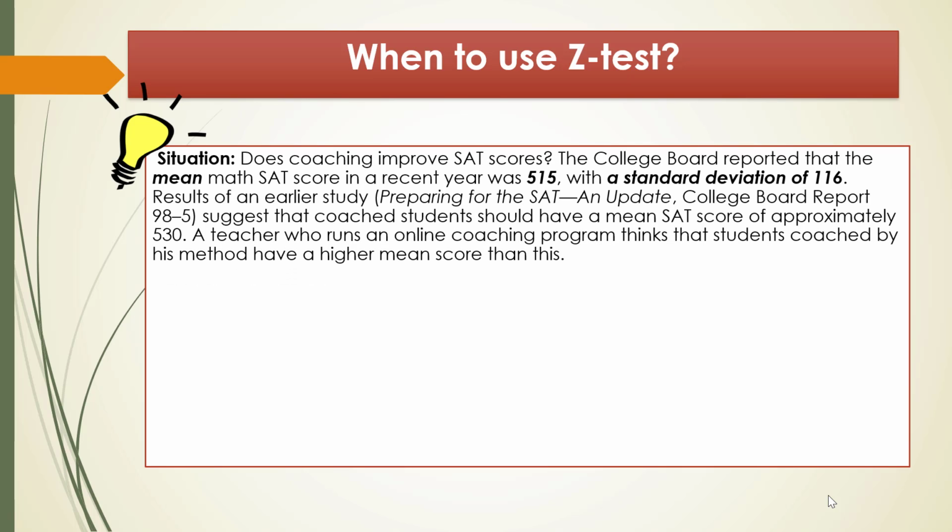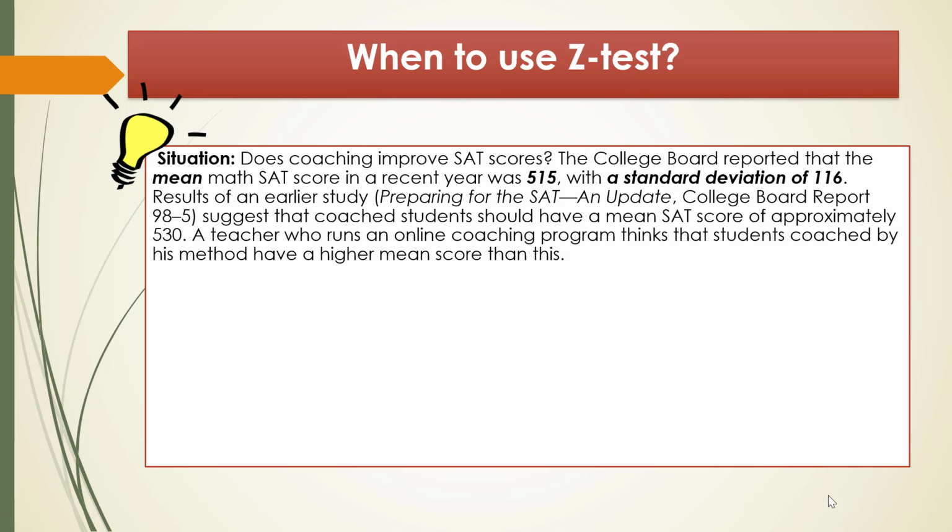Let's look at this situation. Does coaching improve SAT scores? The College Board reported that the mean SAT score in the recent years was 515, with a standard deviation of 116. Results from an earlier study suggest that college students should have a mean SAT score of approximately 530. A teacher who runs an online coaching program thinks that the students coached by his method have a higher mean score than this.